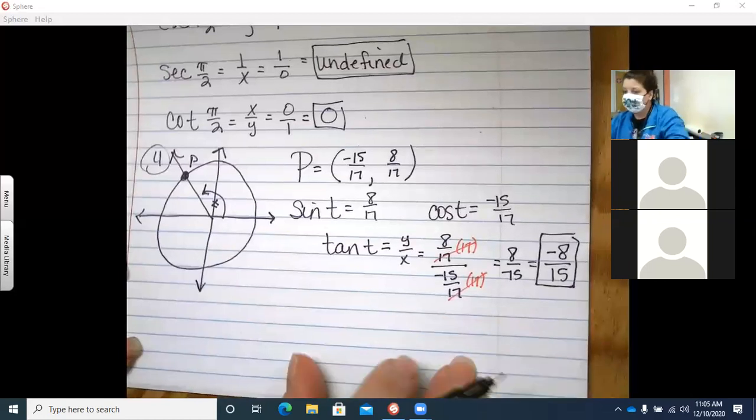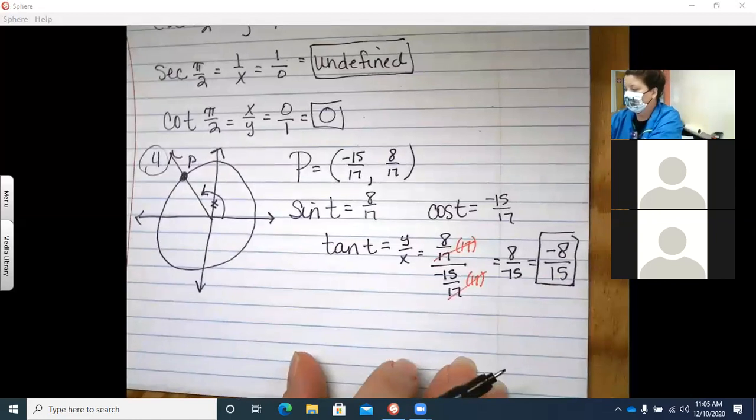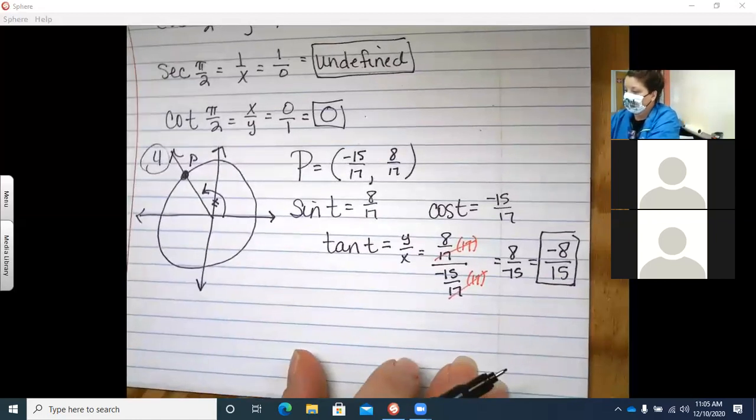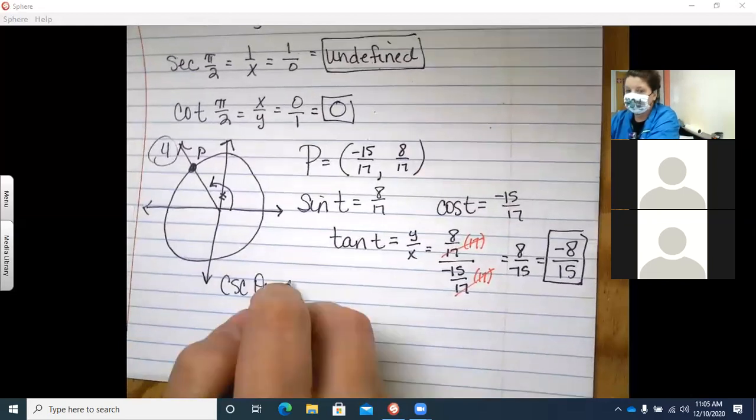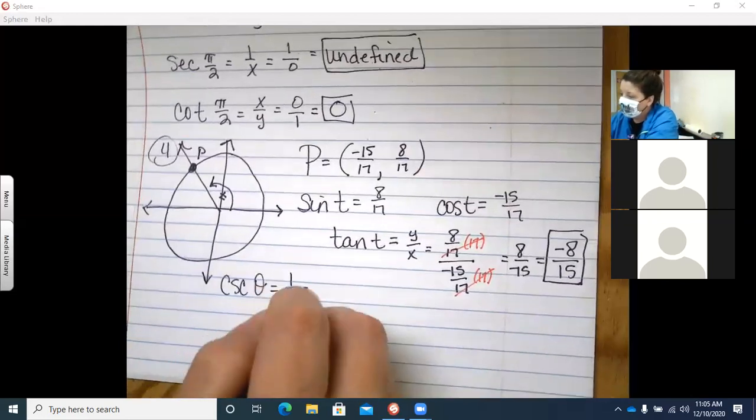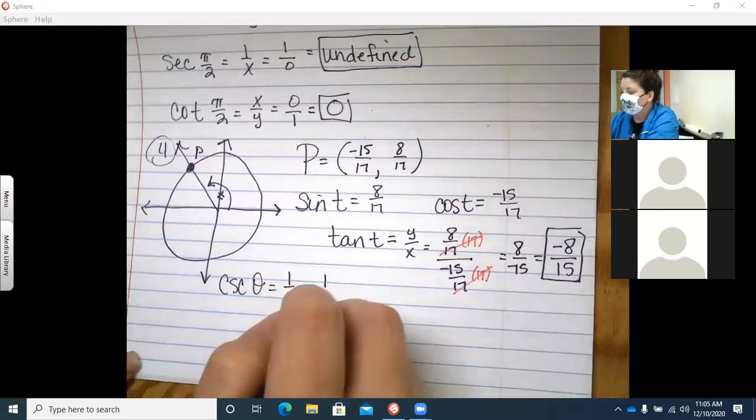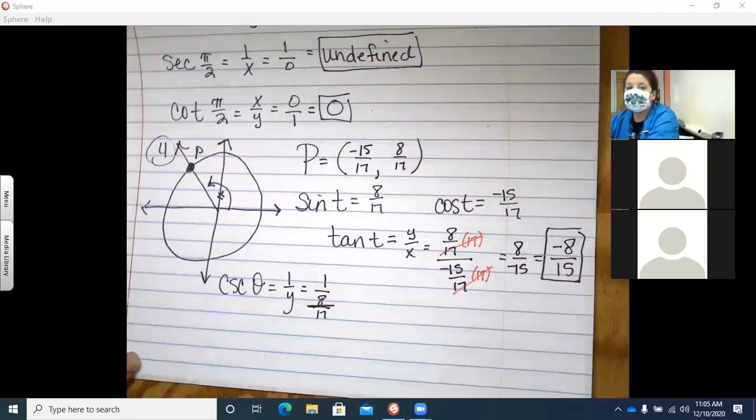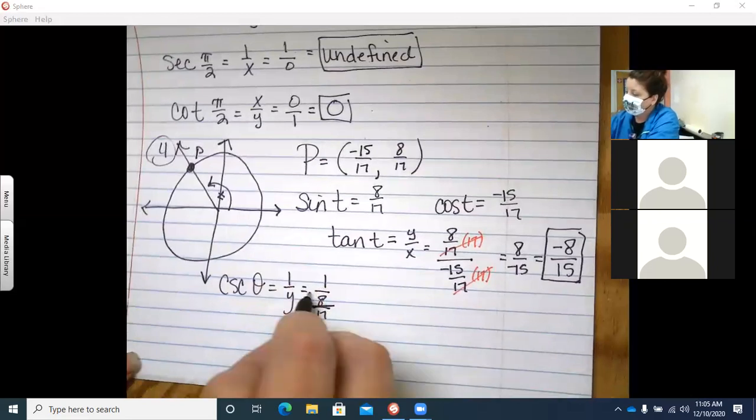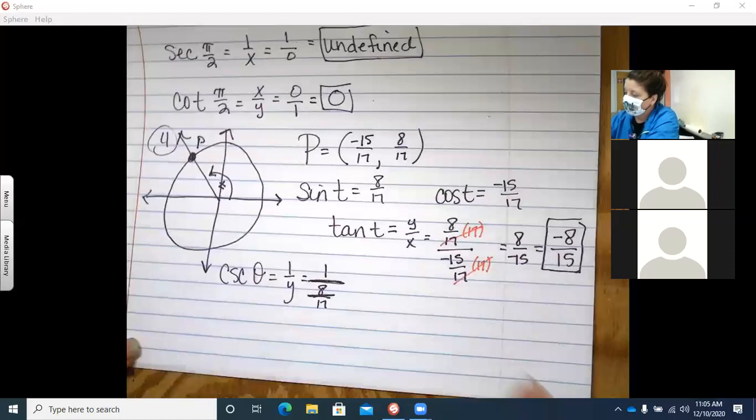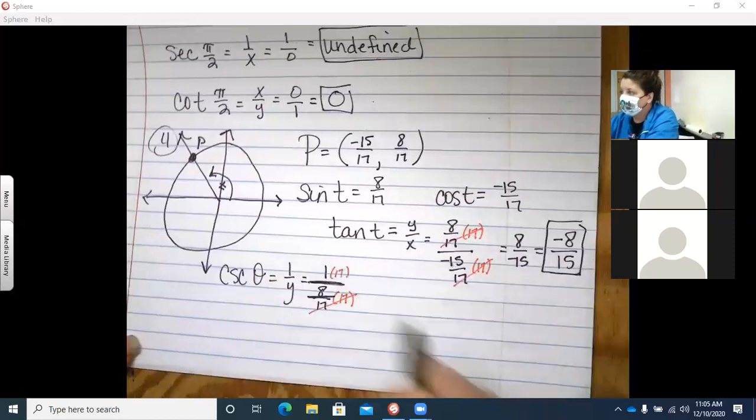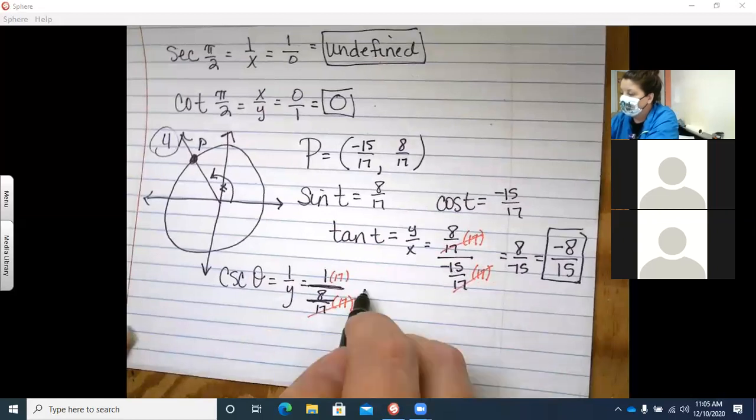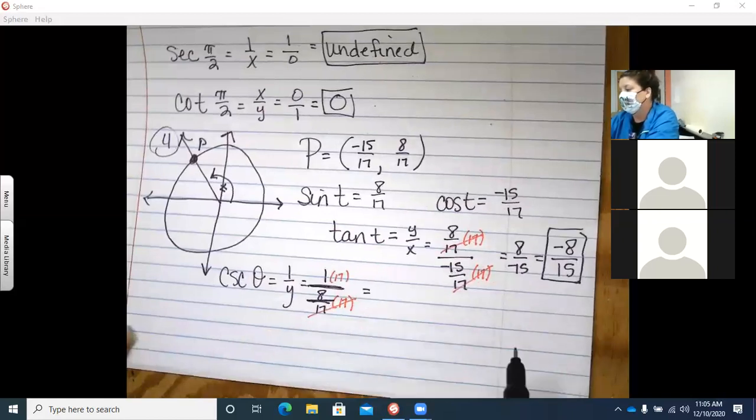We got that. So now let's find the cosecant of theta. Cosecant is the reciprocal of sine, so it's 1 divided by y. So that's 1 divided by 8/17. Wait, that's the big fraction. So we're going to multiply the numerator and denominator by what? 17. And in the denominator, the 17s cancel. And the numerator, you just do 1 times 17 because there was no fraction there. So you get 17/8.